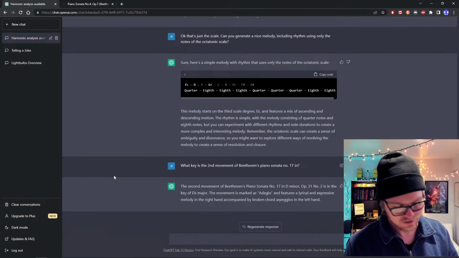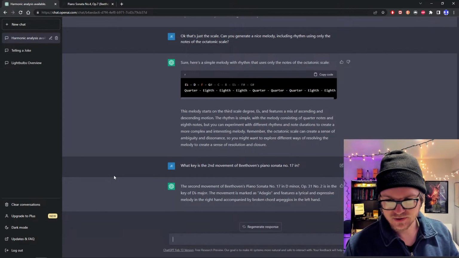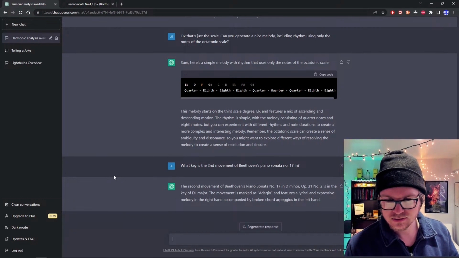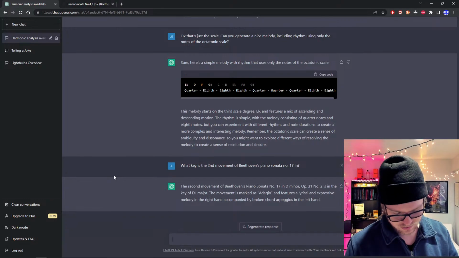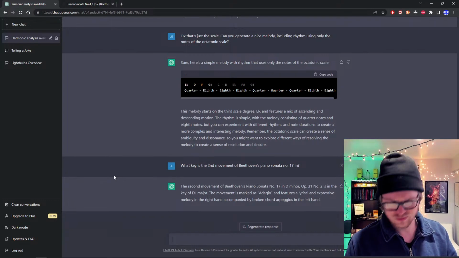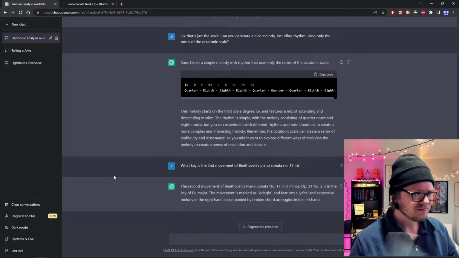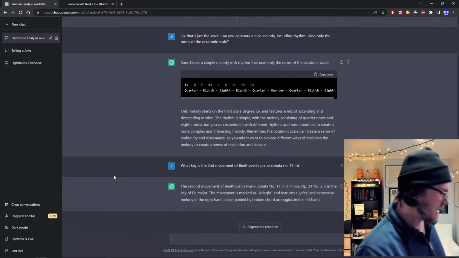Movement is marked adagio. Yes. It features a lyrical and expressive melody in the right hand. Da, da, da, da, da. Yeah, I'd say so. Expressive melody in the right hand, accompanied by broken chord arpeggios. Not really, to be honest. No. Okay. Well, it was doing well until it added stuff to that.